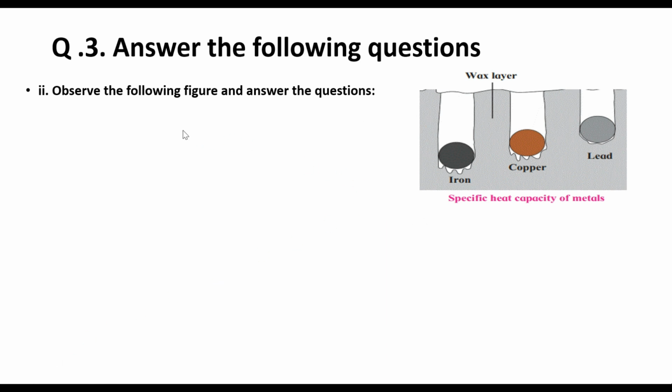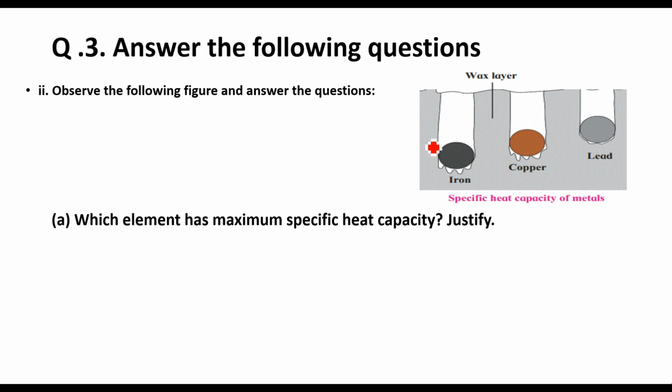So let us see what question is asked based on this. This is the wax bed, and in the wax bed we are given 3 metal spheres of the same volume, heated for equal intervals of time. Then you have to observe which element has the maximum specific heat capacity. Here I should first mention what is meant by specific heat capacity, and it is also mentioned to justify your answer. So let us see the answer to this question.